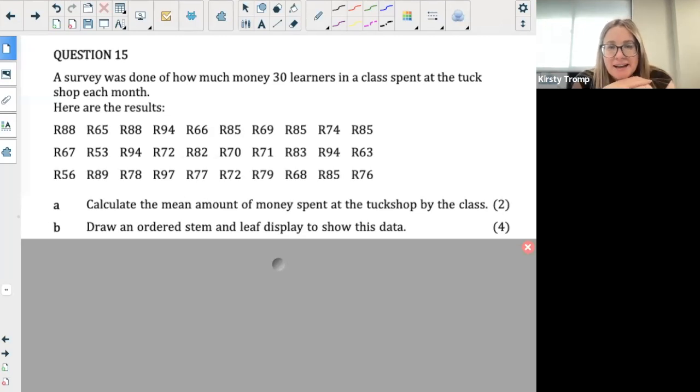Ma'am, may I kindly ask what does it mean to have a mean? Oh, what does B mean? B means you're going to draw a stem and leaf diagram. So remember, that's where we draw a line and we have the beginning, the tens of our numbers, and then we put all the figures on the side. We've done them. If you're not 100% sure, we are going to go through it together.